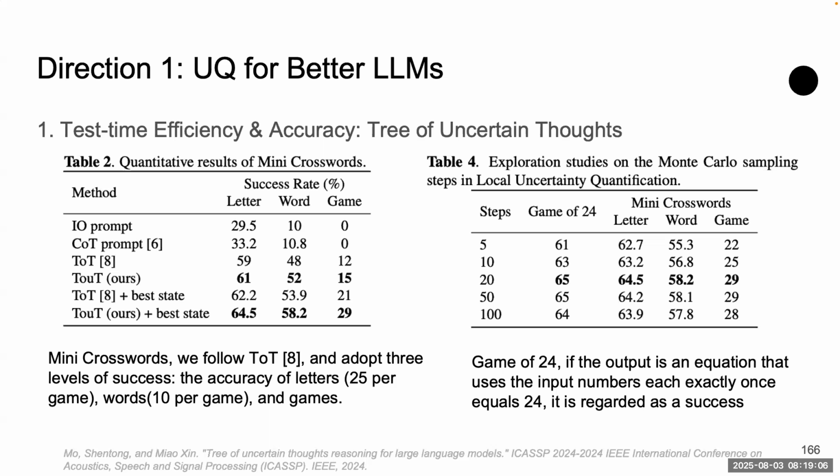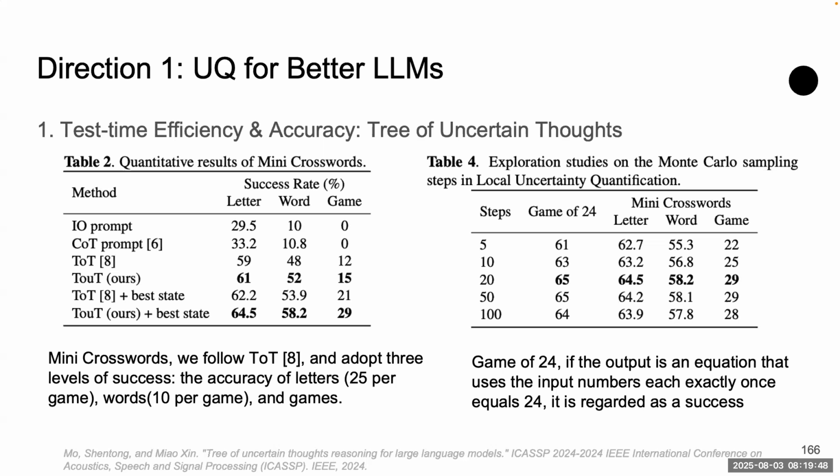And these are the results. Overall, you can see that with tree of uncertain thoughts, injecting a local uncertainty signal into tree-based reasoning can boost performance. There are two experiment settings: one is mini crosswords, and the other is the game of 24. Mini crosswords has three levels of success: whether the letters are accurate, the words are accurate, or the whole game is accurate. They validate three levels of success rate.